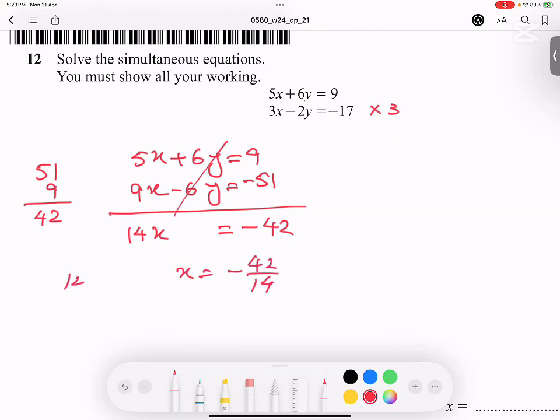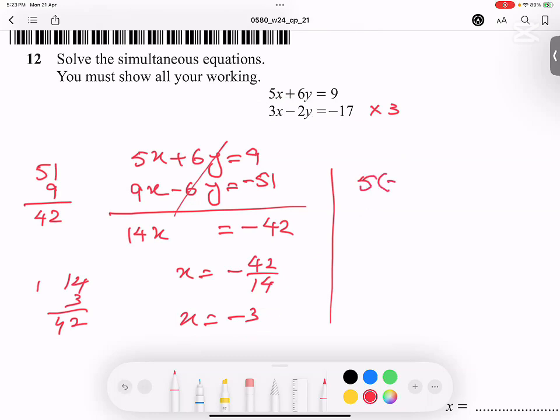So 14 multiplied by 3 is 42, so I'm getting negative 3 here. This value of negative 3, I can plug into any one equation. I plug into the lower one, or plugging into the upper one is also okay.